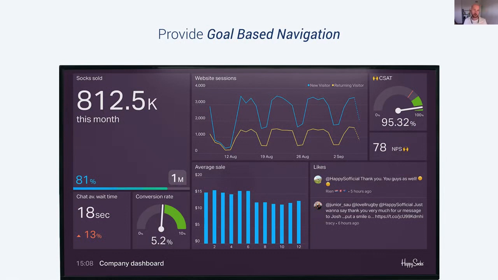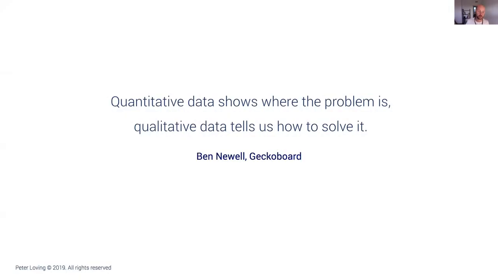And the head of product at GeckoBoard said something really interesting. When I asked him how he solved this problem, he said quantitative data shows where the problem is, but qualitative data tells us how to solve it. So the key thing about this is that they could see people dropping off in the journey of building their own dashboard, but they couldn't tell what the problem was.